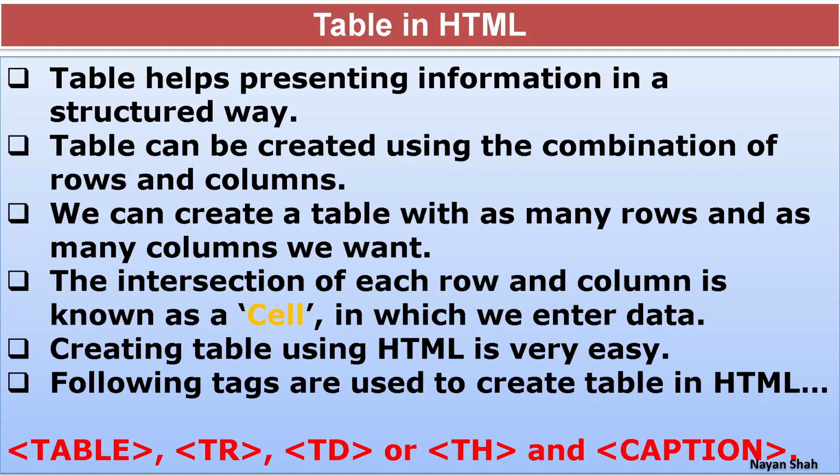Remember, creating an HTML table is very easy because we need to learn very few HTML tags. Tags like the table tag, which indicates the beginning and end of the table, the tr tag, that is table row, and td or th, that can be used in place of each other. Either we use td, that is table data, or th, that is table heading. So mostly the first row of the table, which will be the heading of the table, we write using th, and in the rest of the rows we write the data using td.